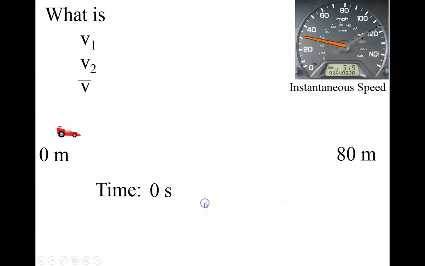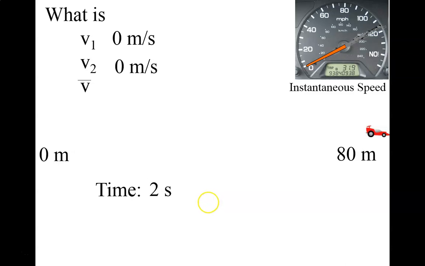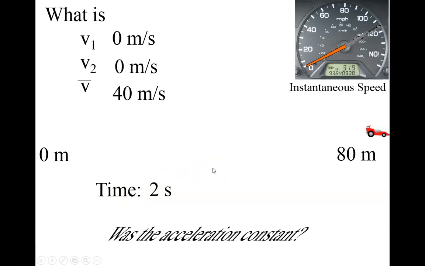Here we've got a car that starts from rest, and it travels 80 meters, and it does that in 2 seconds. Okay, so the initial velocity, since it started from rest, was 0. The final velocity, since it came to a stop, is 0. And what was the average velocity? Remember how we calculate average velocity? Displacement over time. The average velocity is 40 meters per second. So notice that the car's acceleration wasn't constant, because it sped up and then it slowed down.